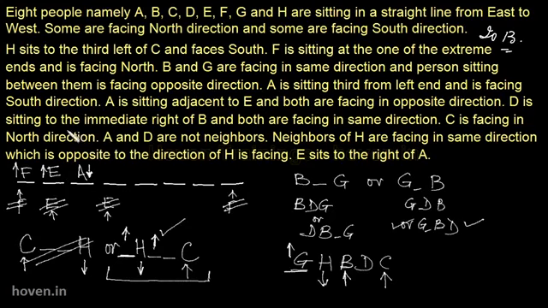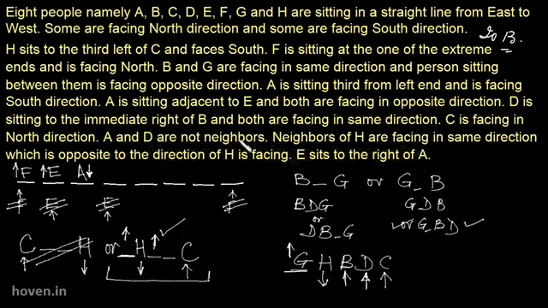D is sitting to the immediate right of B. B is facing upward, so right would be D. And both are facing in the same direction. So, okay, direction of D was not known, so we can now fix the direction of D as this one, because B and D are supposed to face in the same direction. C is facing in north, it's okay. A and D are not neighbors, so A is here and D is somewhere away.